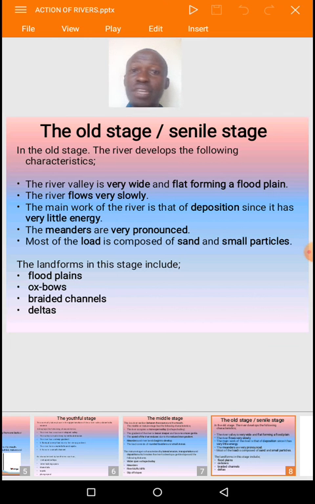That is the old stage of the river, as it is getting into the lake, as it is ending into the ocean. What landforms are there? The floodplain, the oxbow lakes, the deltas, braided channels are all part of this.